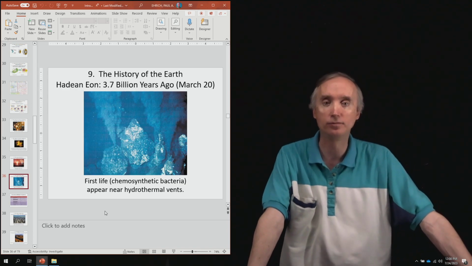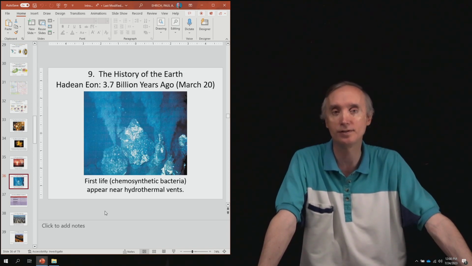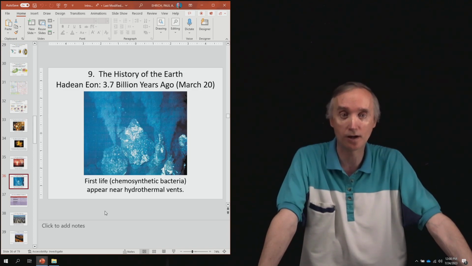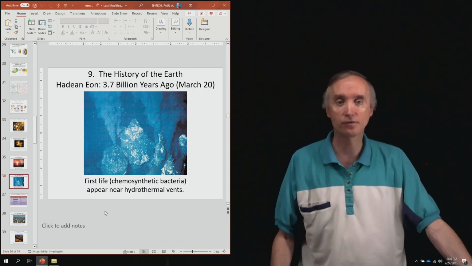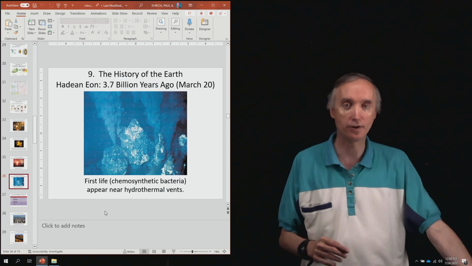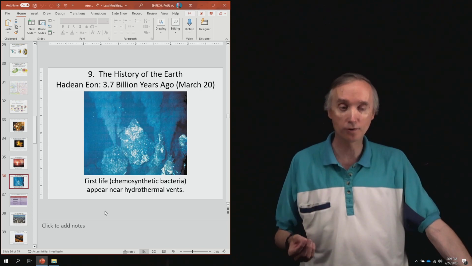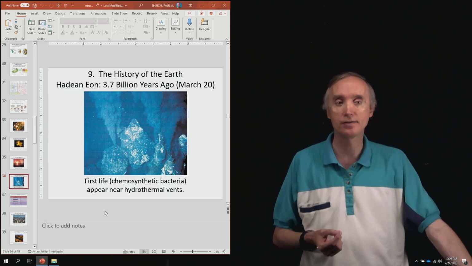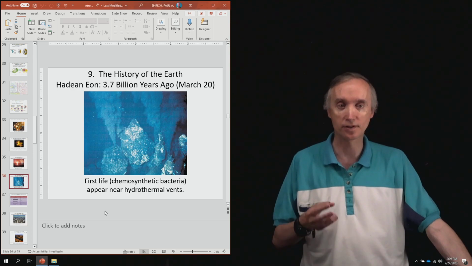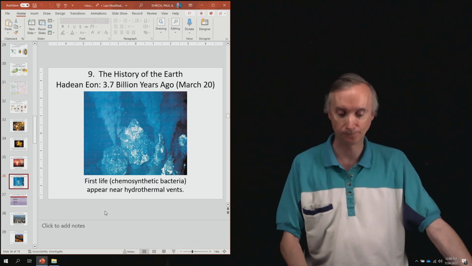All right, now this is new though. So the first life comes on the scene, we think, about 3.7 billion years ago. So this would be March the 20th on our cosmic calendar. And this first life is going to be chemosynthetic bacteria. So that means it's going to take the chemicals that come out of underwater volcanoes and use that as its food source. So it's a kind of bacteria, and it would have used the materials that would have come from underwater volcanoes as its food source.